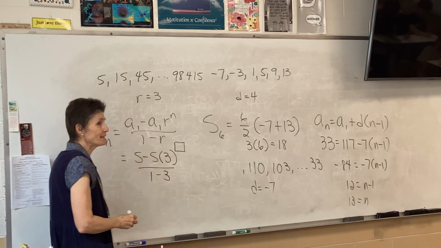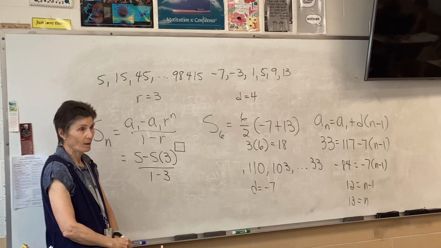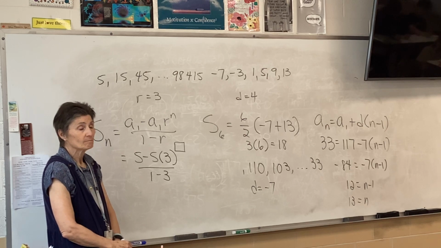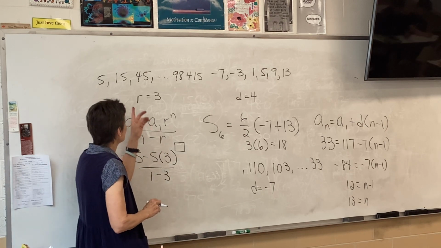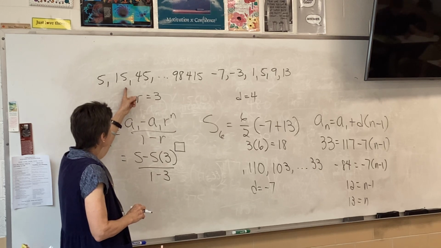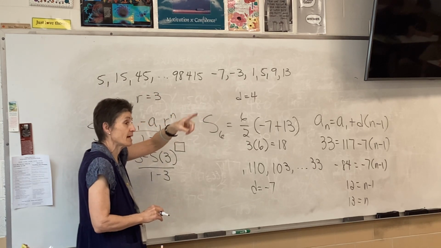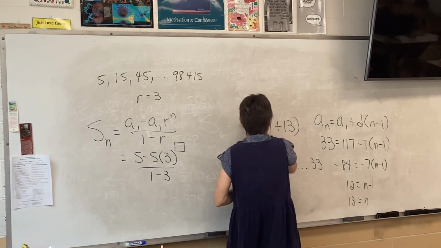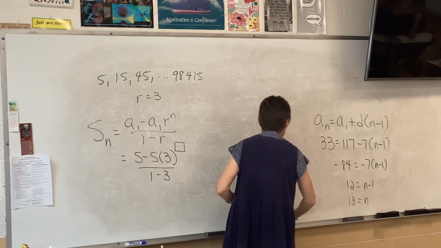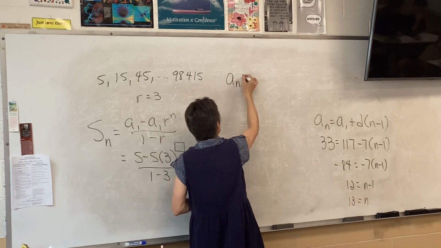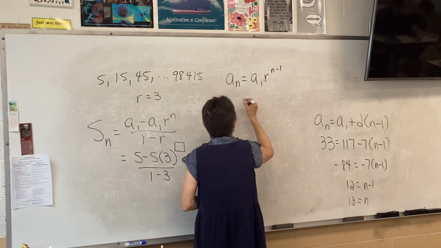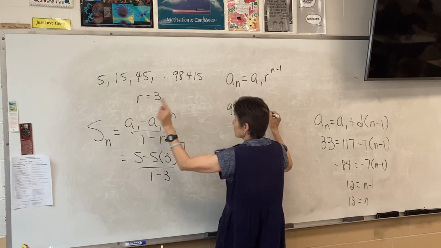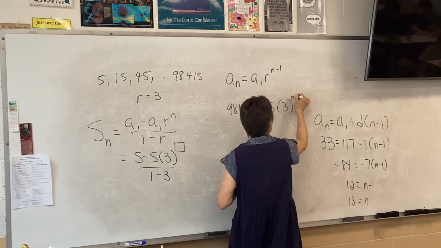But just like a minute ago, what's the problem? I don't have n. Well, we can find it. You absolutely can find it. And you can find it by, if you want, just keep timesing by 3 and count up how many times it takes. Or we can go back to our other formula, our geometric formula, just like we did here, only that was arithmetic, and plug in what we know. The last term is 98415. The first term is 5, and the ratio is 3.